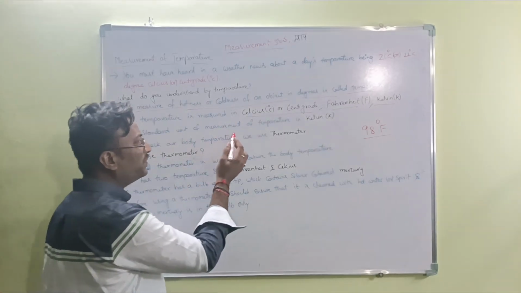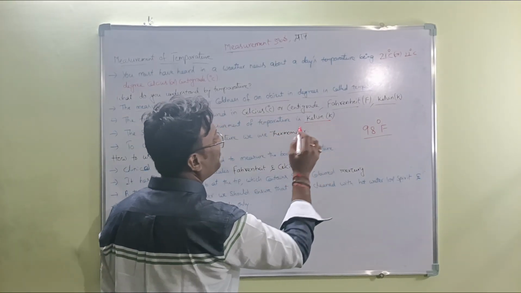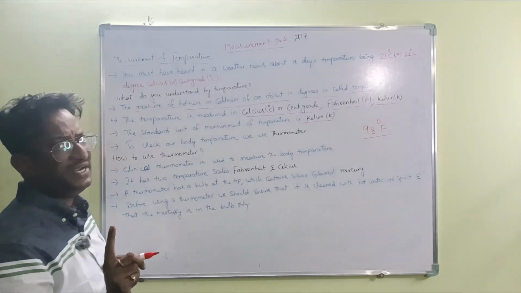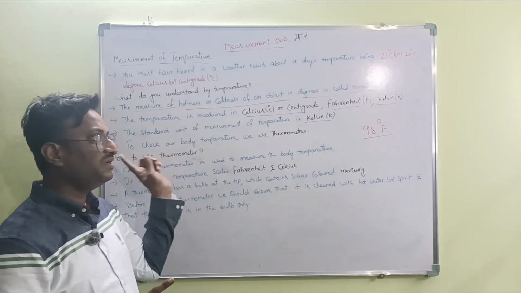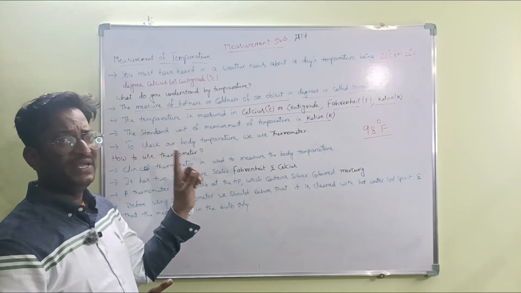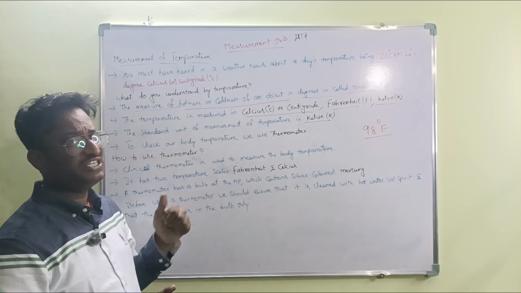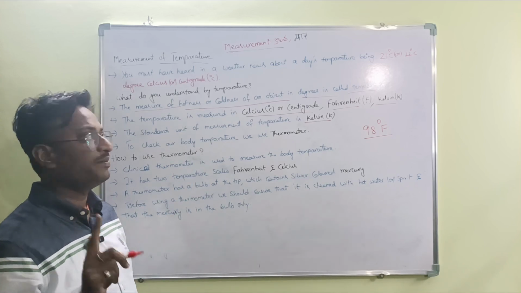The standard unit of measuring the temperature is Kelvin. In these 3, which one is the standard unit? Kelvin. In the same fashion, in time, hour, minute and second, in those 3, which is the standard unit? Second. You should remember that.